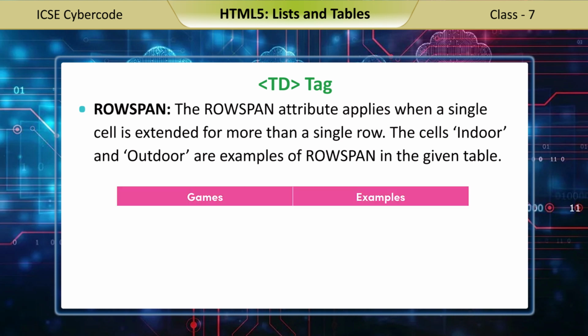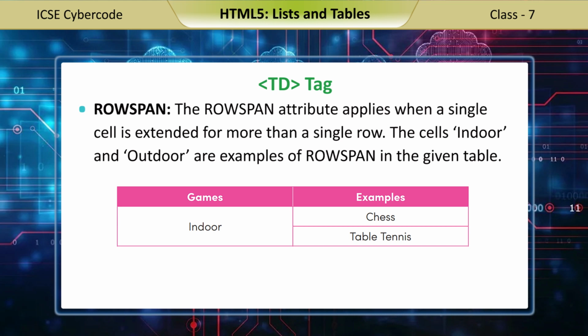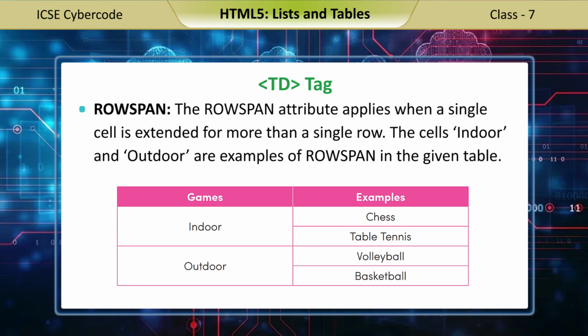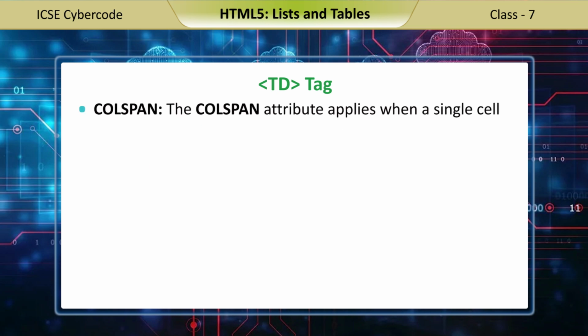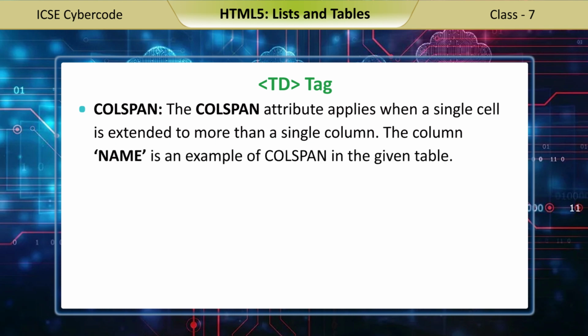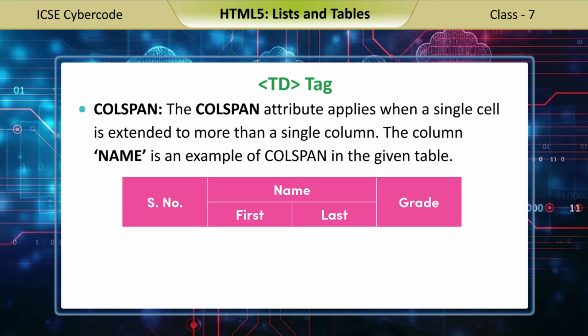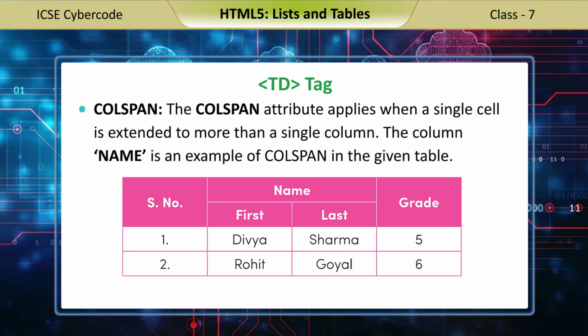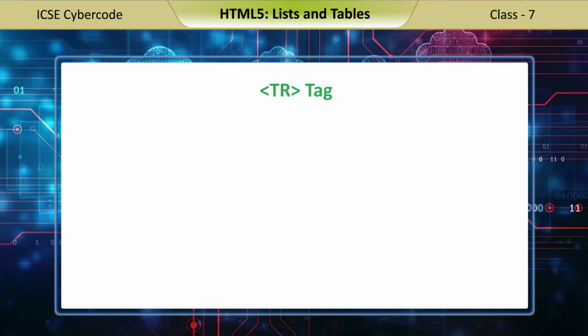Games examples: indoor, chess, table tennis, outdoor, volleyball, basketball. Colspan. The colspan attribute applies when a single cell is extended to more than a single column. The column name is an example of colspan in the given table. Serial number. Name. First, last. Grade. 1. Divya Sharma, 5. 2. Rohit Goyal, 6. 3. Mahesh Gautam, 6.